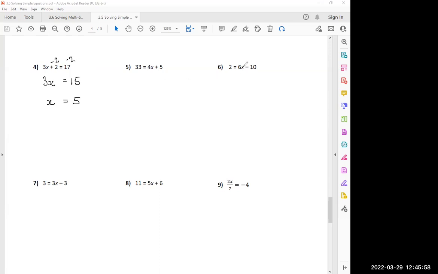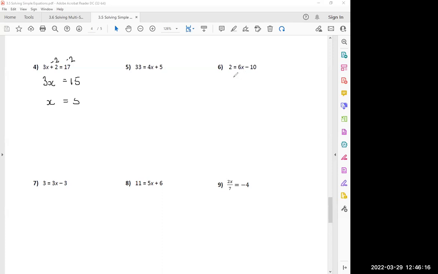Number 6. 6x minus 10 equals 2. Now this, if you want to rearrange it because you want the x value on the left side of the equal sign, you could. It doesn't matter. Let's pretend that you did not get to that point.